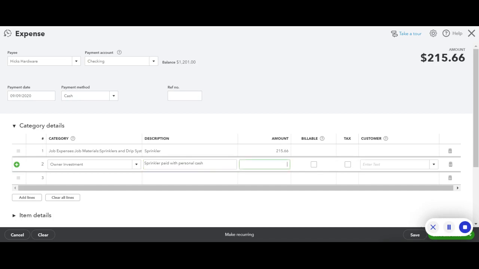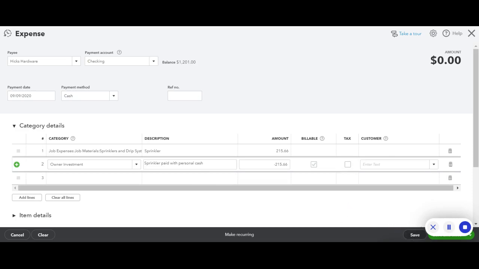Okay, so then what you're going to do is you are going to do the same amount, but it's going to be a minus, and it's going to make the amount that actually came out of your checking account 0. So what this is in essence saying is, yes, I bought this. It is a business expense, but I paid for it out of my own money, and so I have invested in my company. All right, so that is how it works.